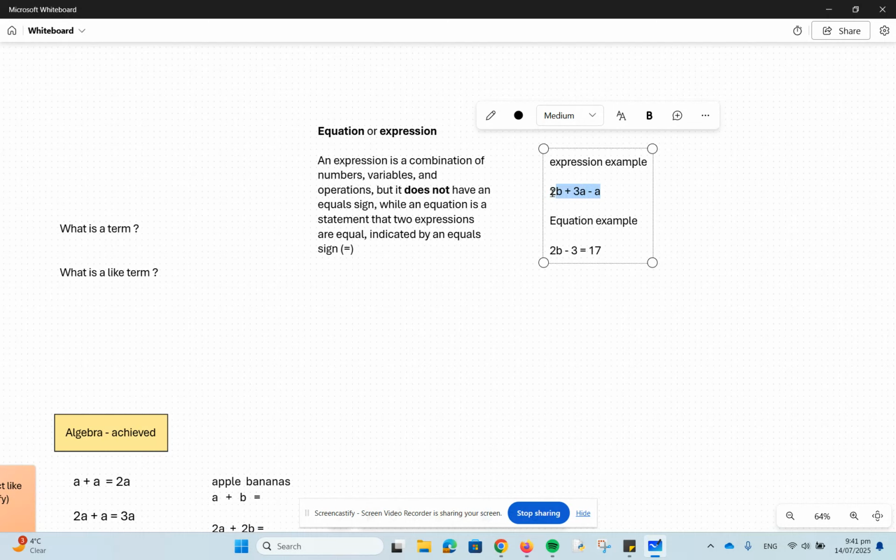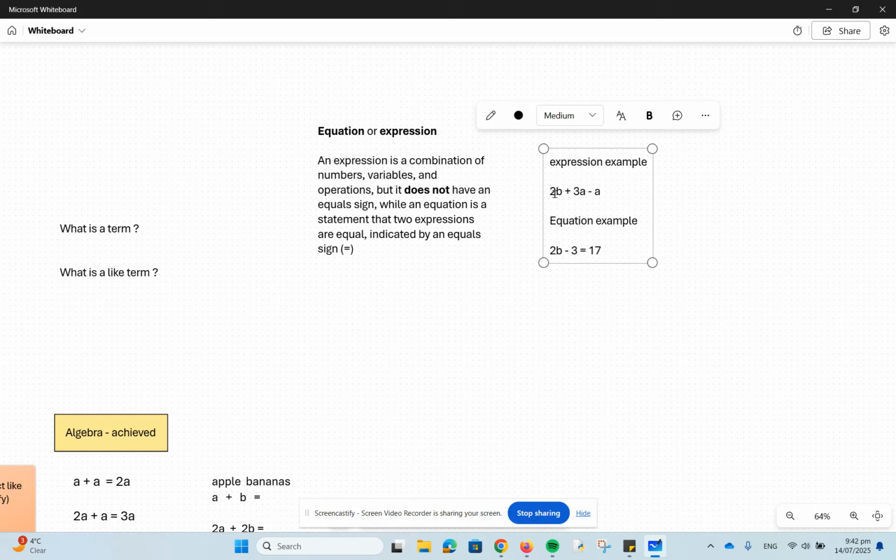Notice this expression here that I've got. It has no equal sign. It just has the expression. Now, an equation will have similar things as an expression. It'll have letters, numbers, and operators, but it'll be equal to something. So it'll have one expression on one side and another expression on the other side, so they have to be equal. Whereas an expression is filled with terms, but it's not equal to another expression.